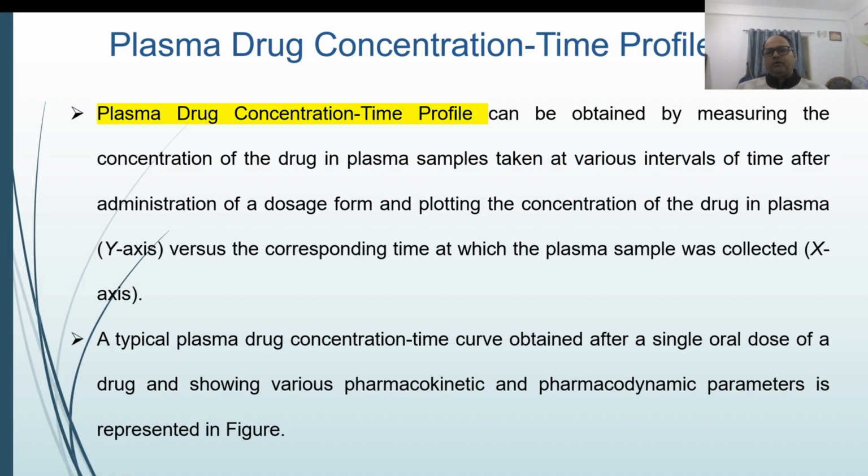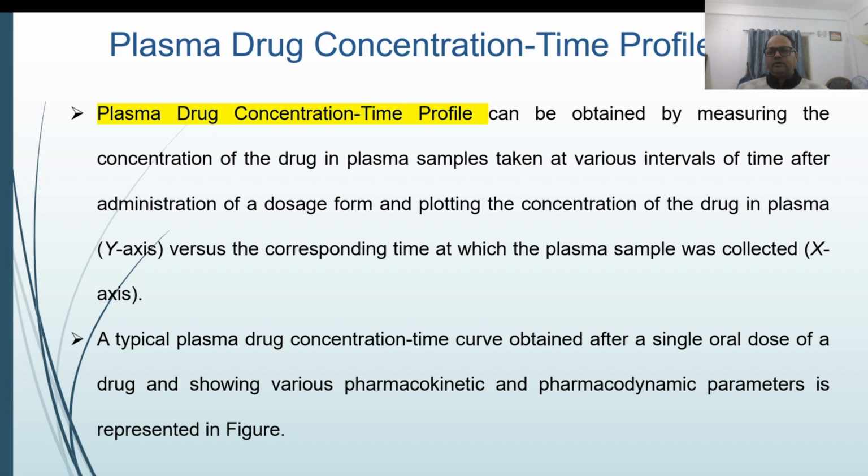So mainly when a dosage form is injected or administered to either a human being or an animal, with respect to time, at different time intervals, we have to take plasma samples and analyze how much amount of drug is there.